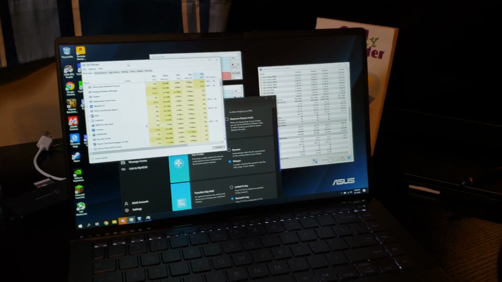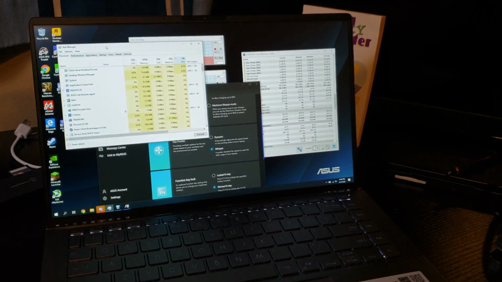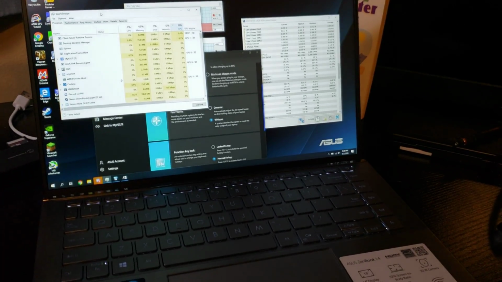Hey everybody, this is Code Husky for a brief impromptu update video. So this is the Zenbook 14.